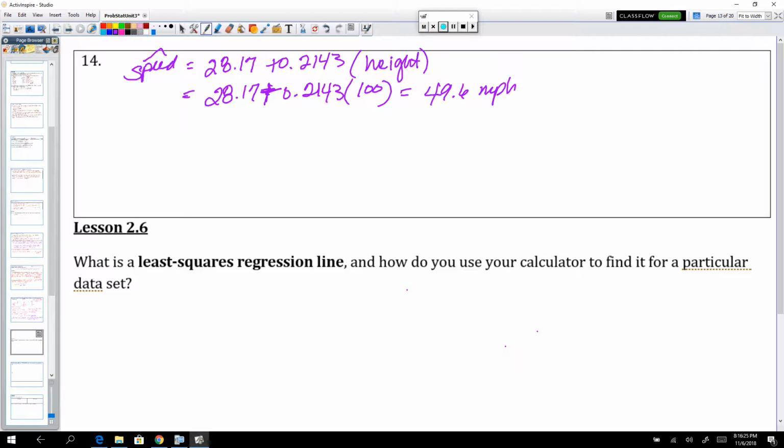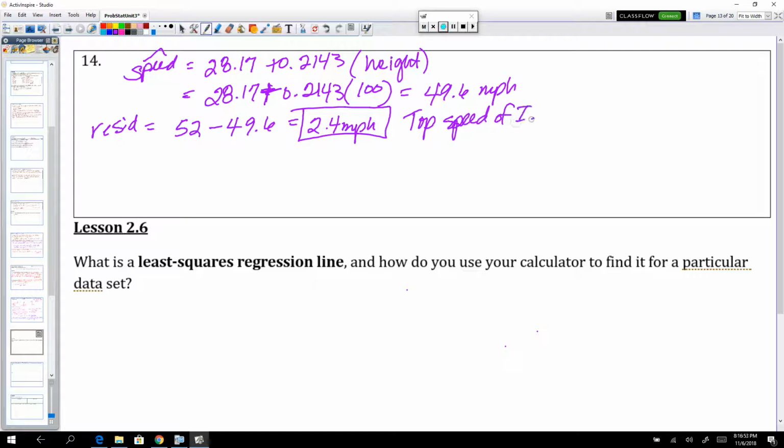The residual is actual minus predicted, and the actual, we were told, was 52 miles per hour minus the predicted of 49.6 miles per hour. So we've got a residual of 2.4 miles per hour. Now let's interpret that. The interpretation of that is the top speed of the Iron Shark was more than expected.